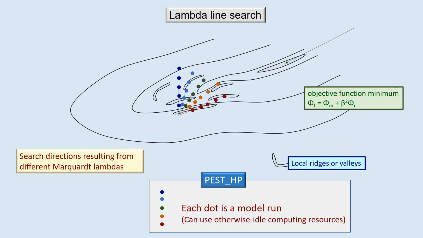HP stands for highly parallelized or high performance. It's built to work in an environment where we have many computer cores at our disposal and where we then have the ability to do multiple model runs in each of these directions. By doing that, we're most unlikely to find ourselves on top of a ridge or in a valley. We've got a much greater chance of finding our way towards the actual minimum of the objective function than if we just do one model run in each of these directions. So using PEST HP can give us some defense against problems incurred by model output granularity.